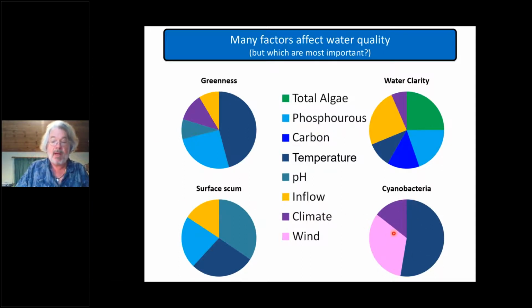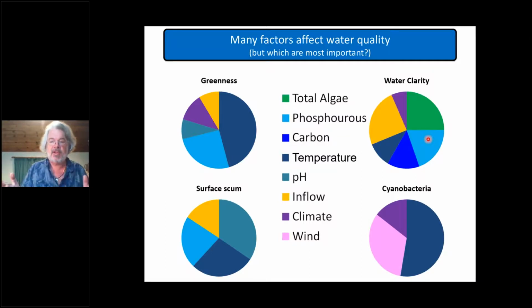If you want to know why there's so many cyanobacteria, well, wind is important, temperature seems to be very important, and then climatic conditions like precipitation can be important. Whereas when you're looking at whether there is clear water, it's a different thing altogether. There's more about inflow, there's a little bit on climate, but there's quite a bit on how much algae are already in the system. And so this makes it difficult to forecast.